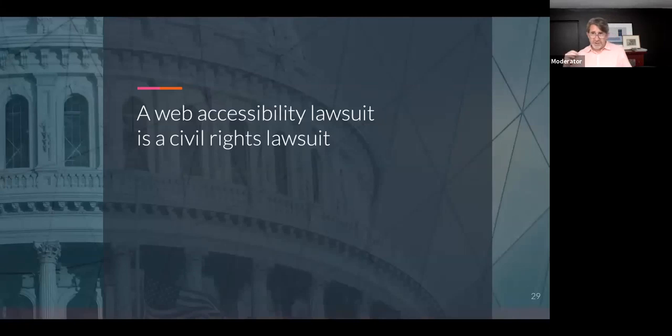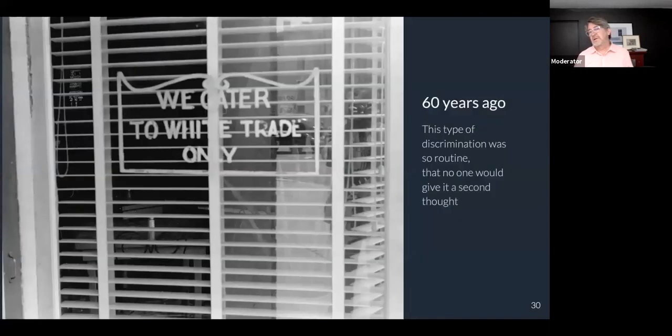So if you're sued for not having web accessibility, what you have to understand is that is a civil rights lawsuit. It's the same as a discrimination lawsuit. So not having access in the courts is considered discrimination. 60 years ago, you could have a sign like this in front of a shop that says, "We cater to the white trade only."